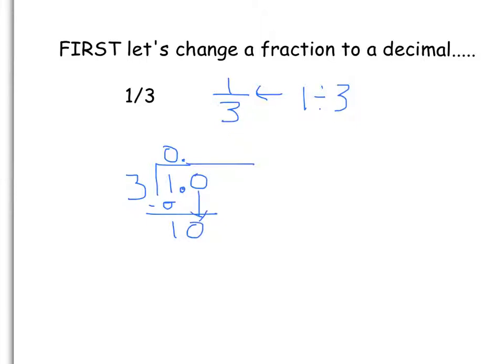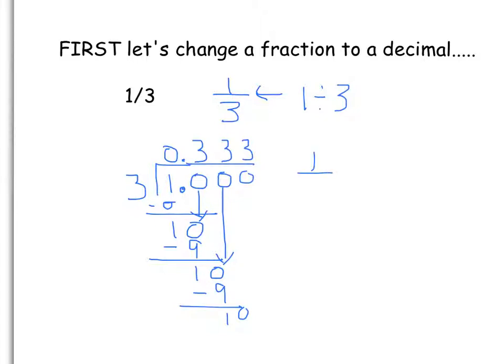3 goes into 10 3 times. 3 times 3 is 9. So then we subtract, bring it down, bring another 0 behind it. 3 goes into 10 3 times. 3 times 3 is 9. And hopefully by now you can see this pattern. No matter how many zeros we put in here, it's always going to leave us with 3 up here in our answer. So 1/3 is the same thing as 0.3 repeating.